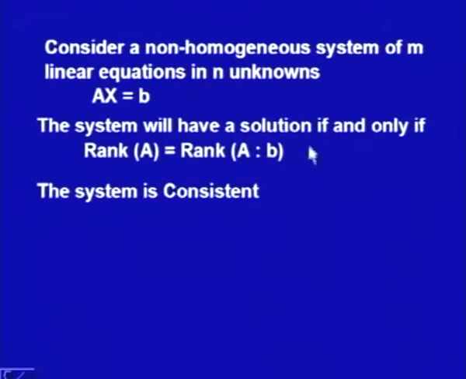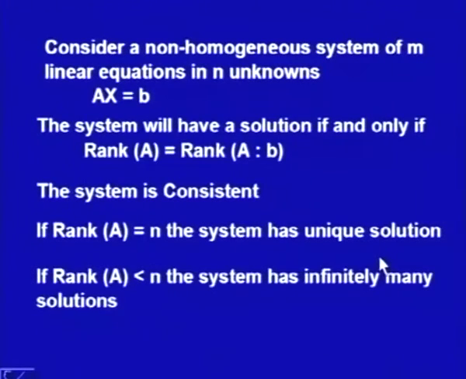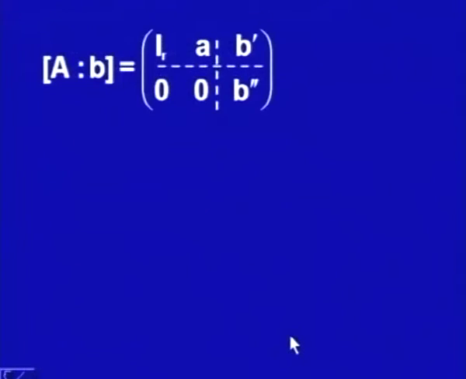Now, if such a thing happens, then we say the system is consistent. If it is not, then the system is not consistent. If rank of A is equal to n, then the system has a unique solution, and if rank A is less than n, the system has infinitely many solutions. Now, let us see this augmented matrix [A b].